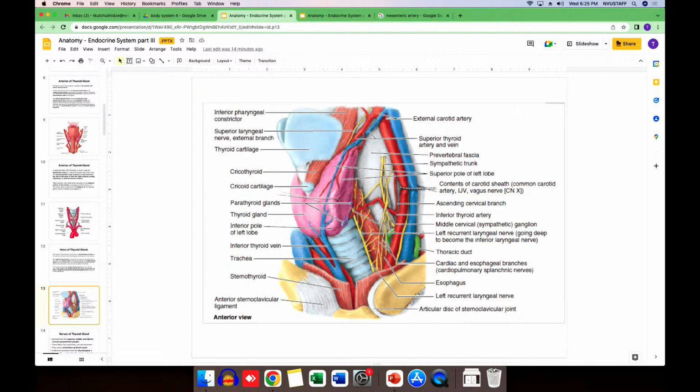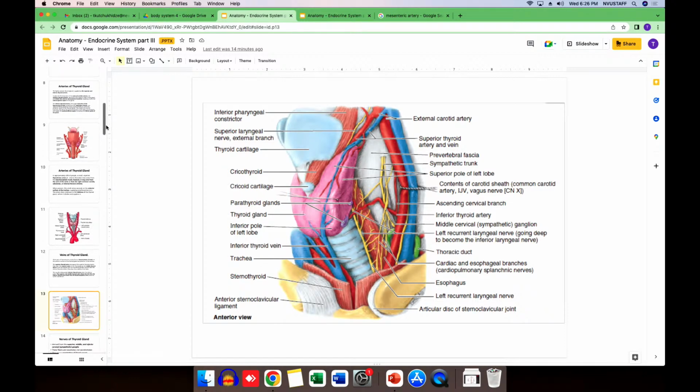So this is our photo where it is all located. You are seeing here this is our superior thyroid artery, and next to it is the superior vein, right? The inferior thyroid vein is here, this one, and they are creating the anastomosis, right?